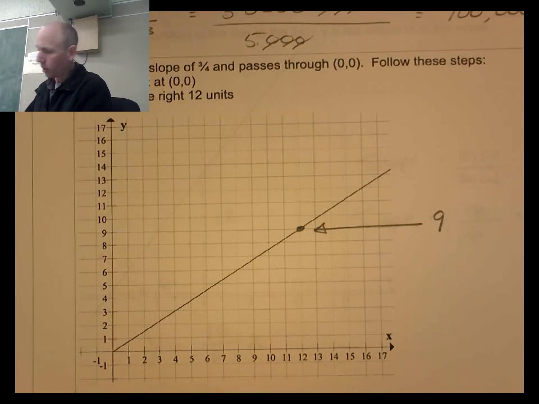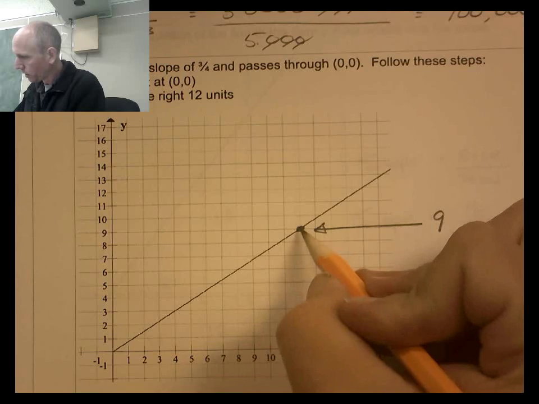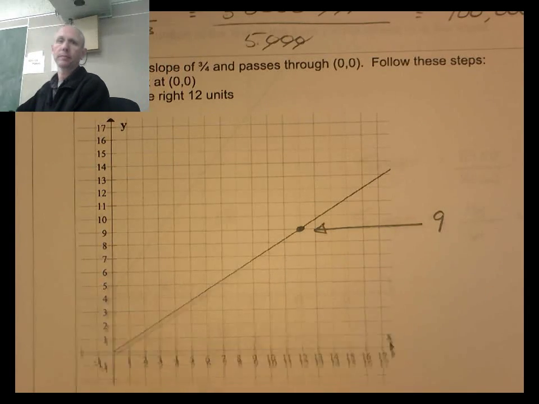Okay, start at 0, 0, go 12 units over, 0, 0, 12 units over, go up. I'm at 9.